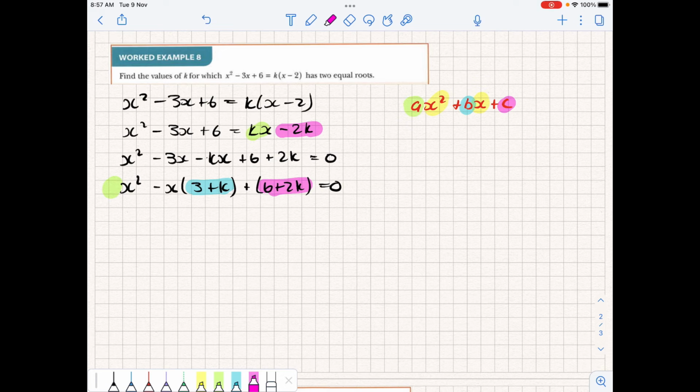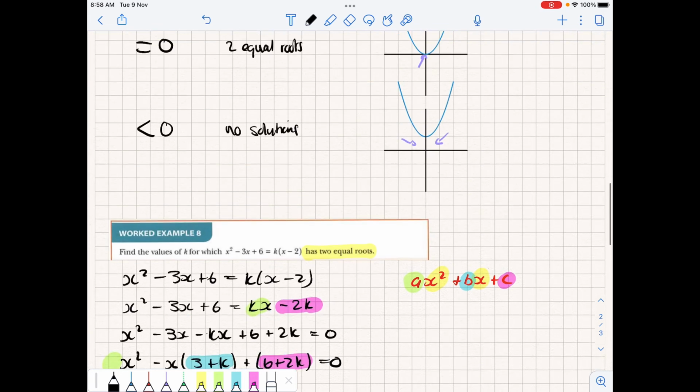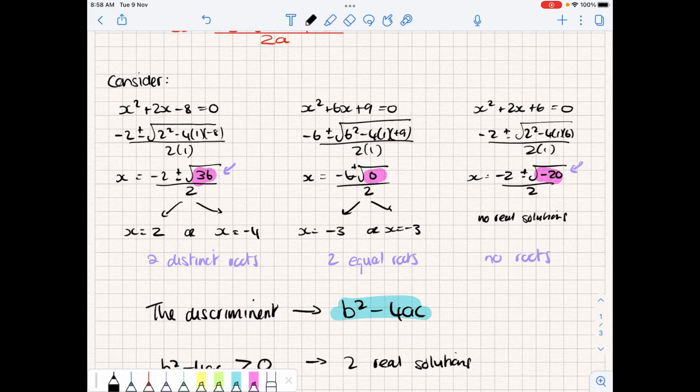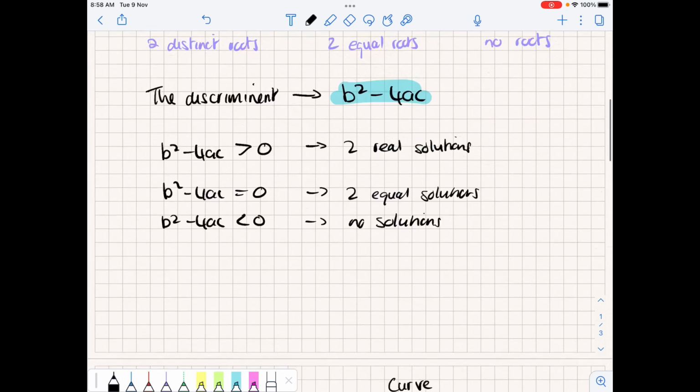From here, we have to go back to the question, and the question said we want to know when this has two equal roots. So we know for two equal roots, b squared minus 4ac must be equal to 0. The discriminant must be equal to 0, because you could see when we solved this one here, when we got solution equal to 0, we got 2 equal roots.